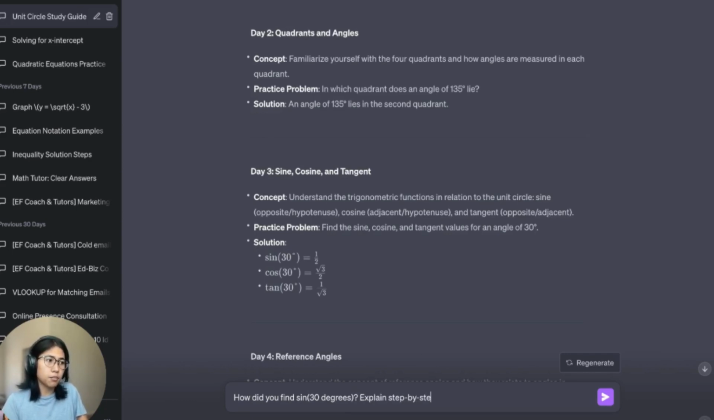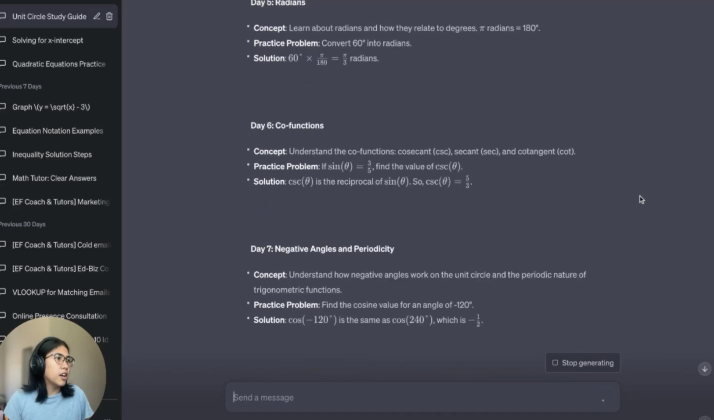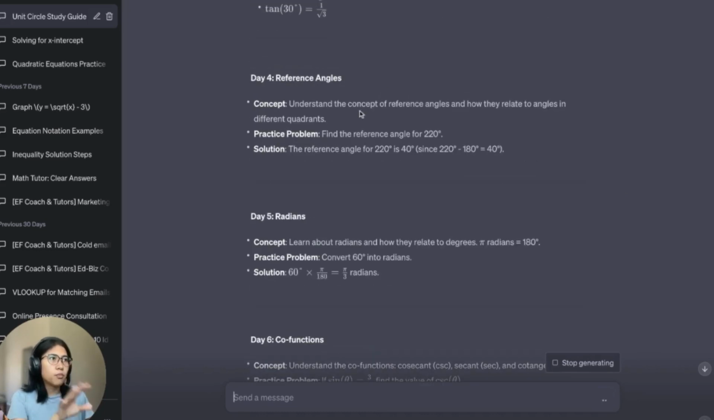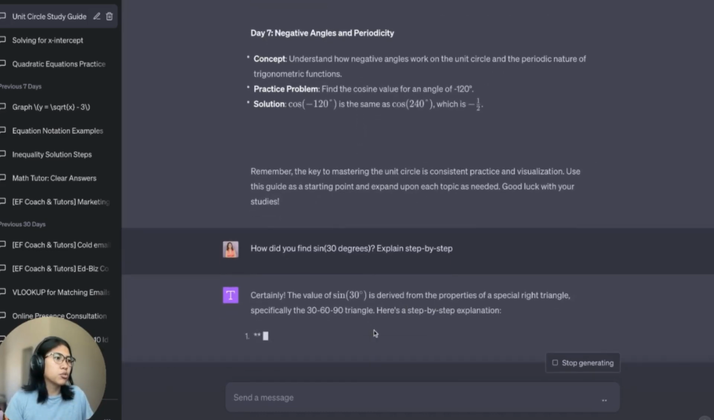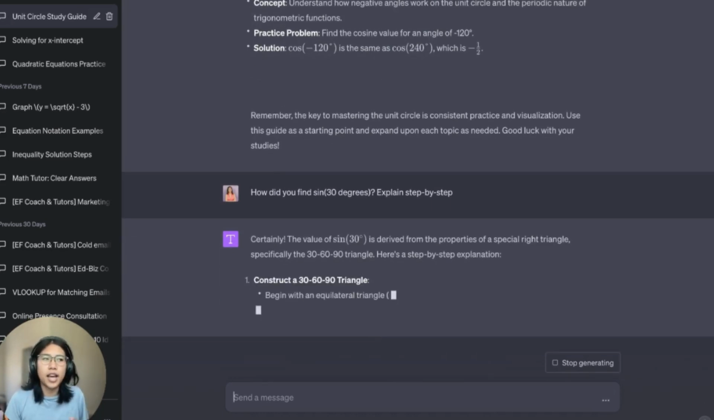Explain step by step. And it will reference the previous chat and be able to tell you how it got to that solution.